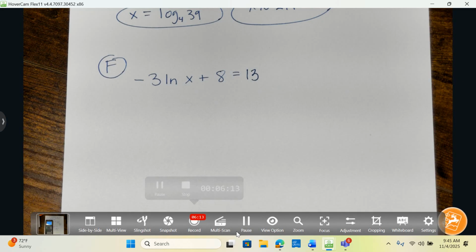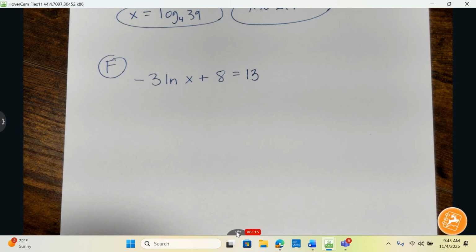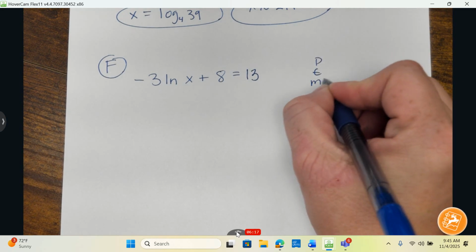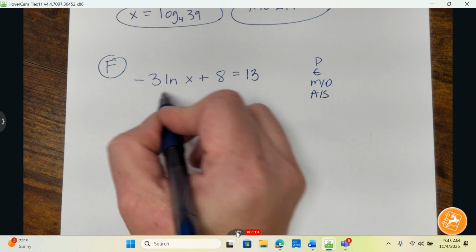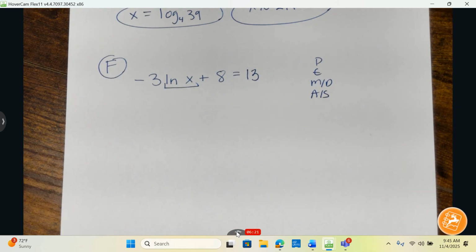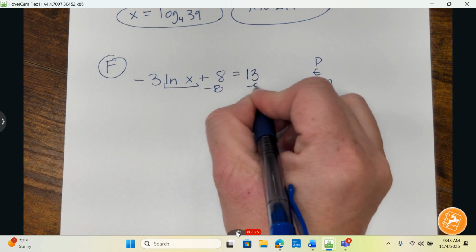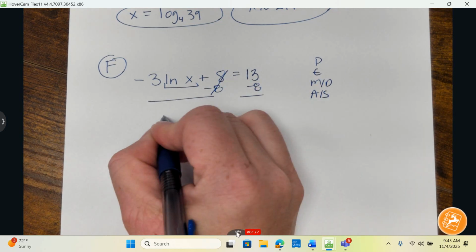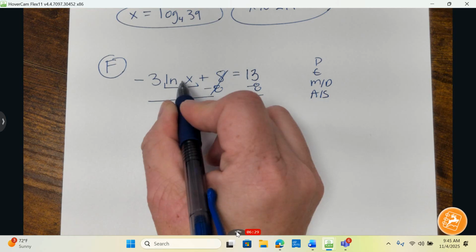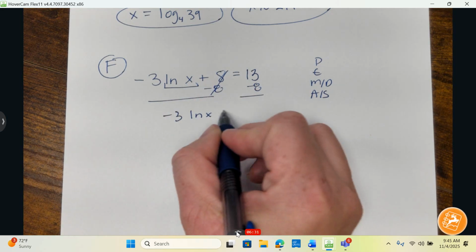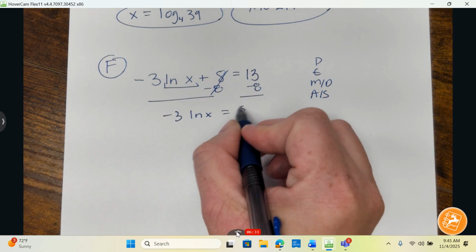Well, let's look at example F. So PEMDAS, please excuse my dear Aunt Sally. I want to get this portion by itself. So adding or subtracting the side that contains it, I'm going to subtract 8 from both the left and the right. Notice that the x plus 8 is not in parentheses, and this subtracts to equal 5.